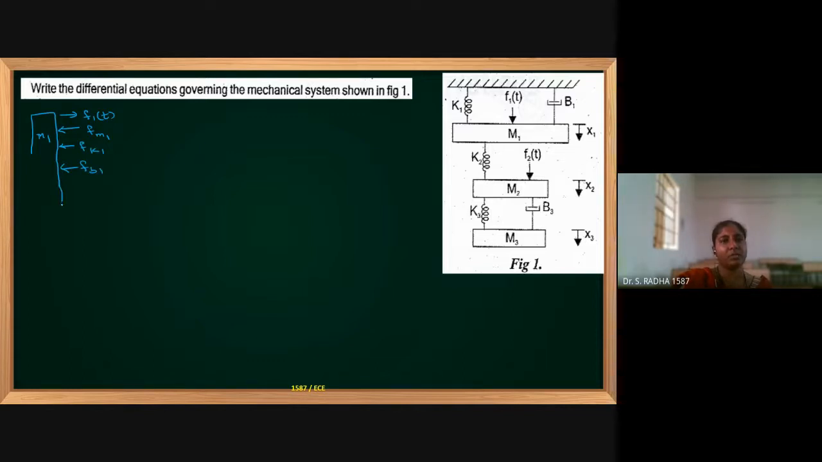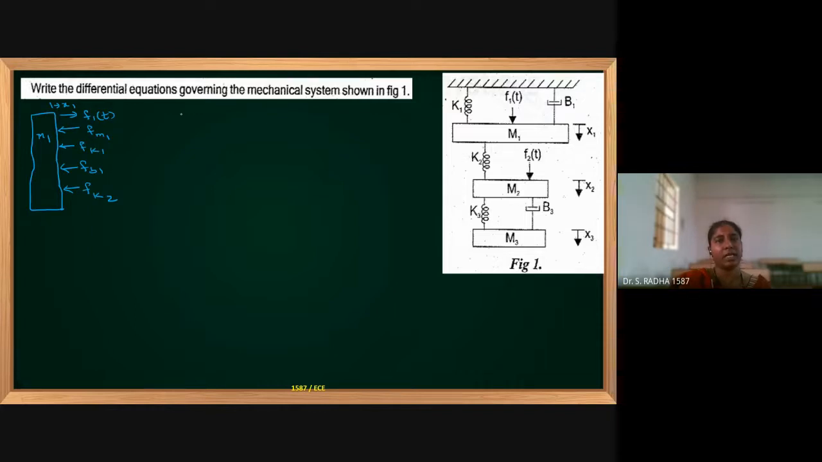And K2 is also connected, so I will write Fk2. These are the elements connected to M1, and the displacement for M1 is x1. Okay, this is the free body diagram for mass M1. You can see M1 present, K1 and B1 I have taken, and then K2 also I have taken.